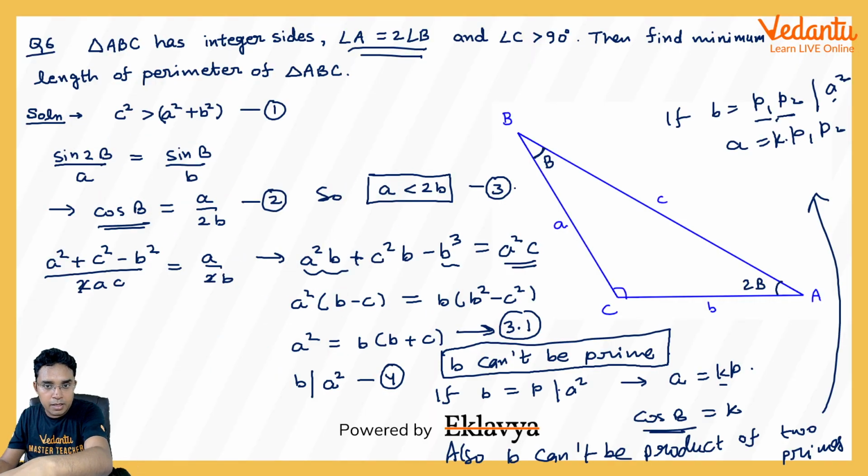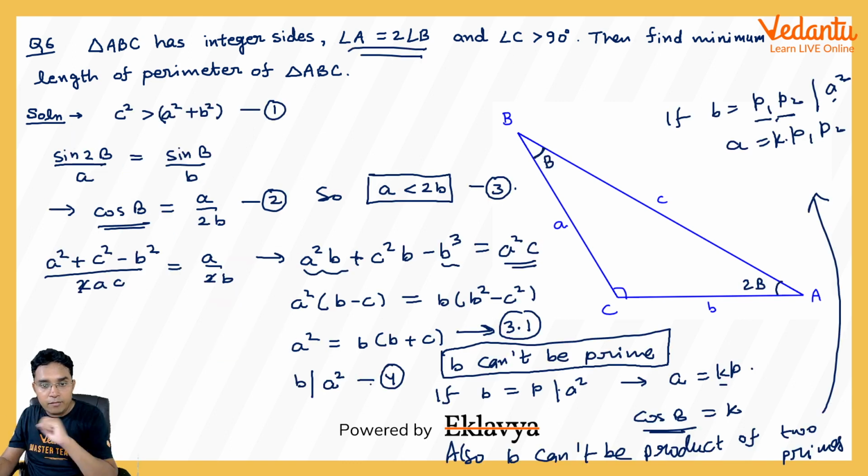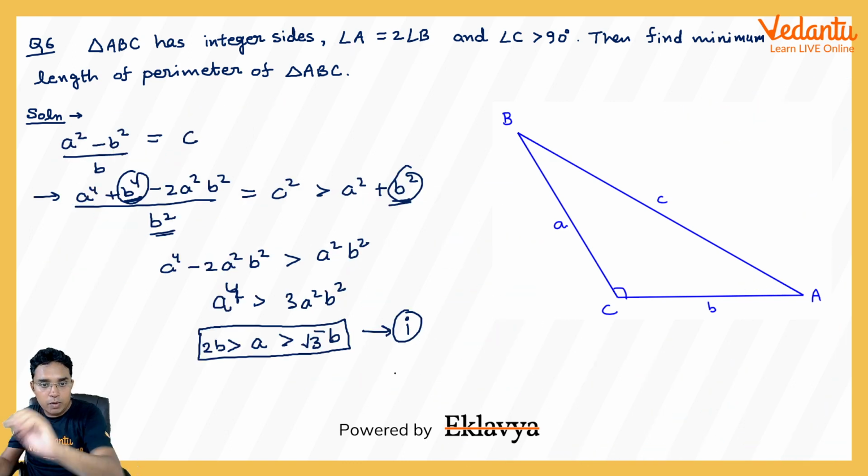One thing is here that I have clubbed there also. So I will use this, let me call this Roman equation 1. That is one thing I am going to use. And then we found that b divides a square.